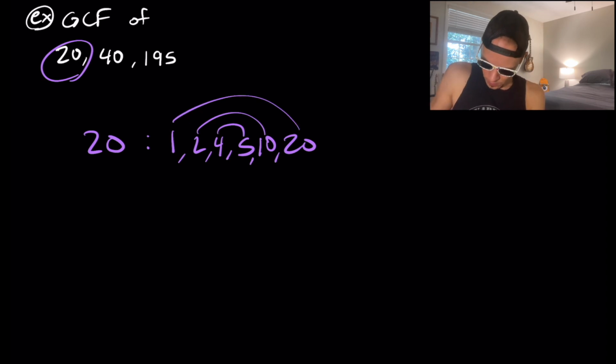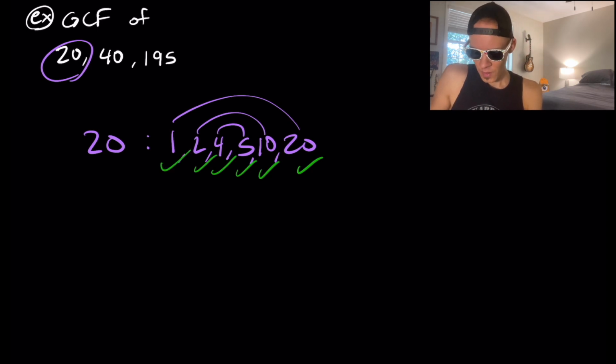So, throw a comma there. Okay, what number can go into 40? Or which of these numbers are factors of 40? Well, 20 is, 10 is, 5 is, 4 is, 2 is, and 1 is. So actually all of these numbers are factors of 40.